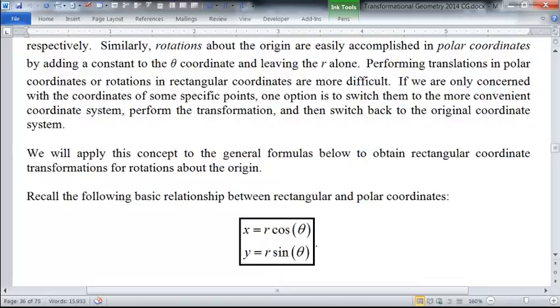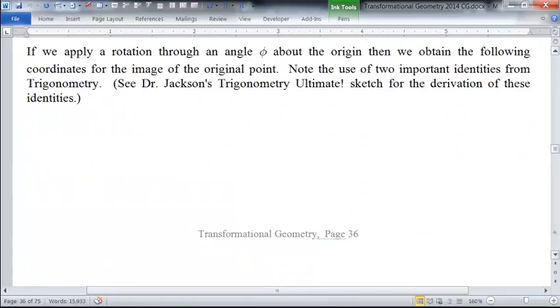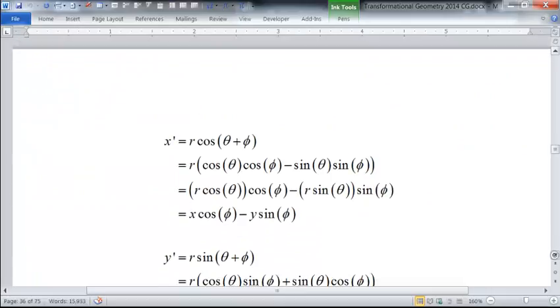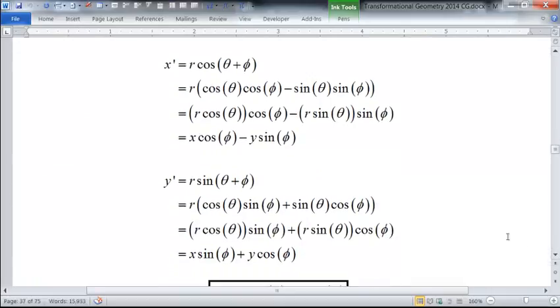So what we're going to do is take a point xy, write it in polar coordinates, rotate it, and then switch it back to x and y. So here we go. X prime is going to be the new r times cosine of the new theta prime. The new r prime is the old r, and the new theta prime is the old theta plus our phi here.